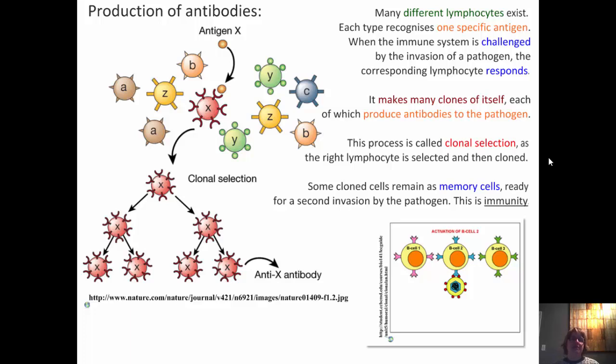Some cloned cells, after the infection is taken care of, will remain in the body, a small number, and those are called memory cells. They are ready in case you get sick again. Here you have three different examples of B cells. You can see they all have different antibodies on them, so they're going to react to different antigens.